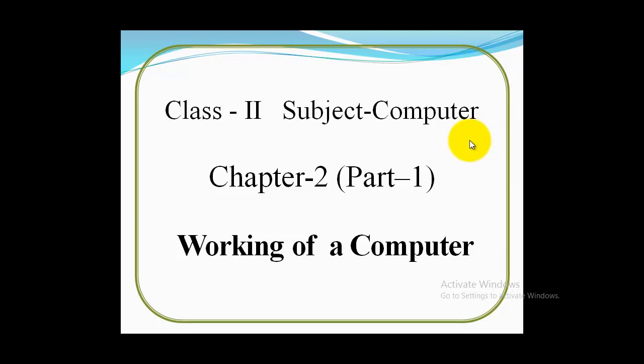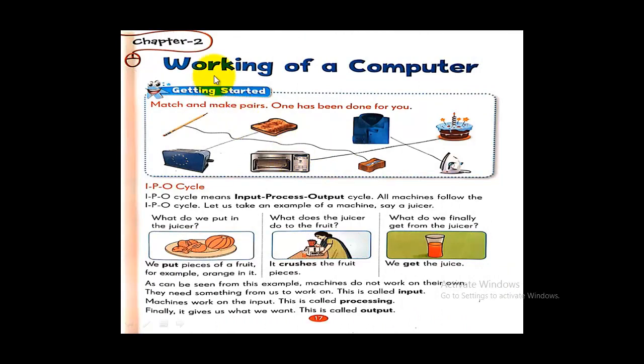This is the first part of chapter number 2, working of a computer. Now how does a computer work? Let's see in this chapter the working of a computer. Here some examples are given.